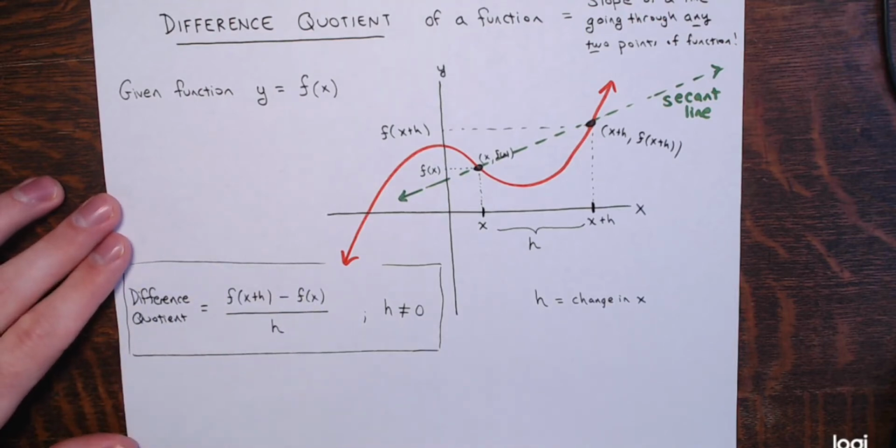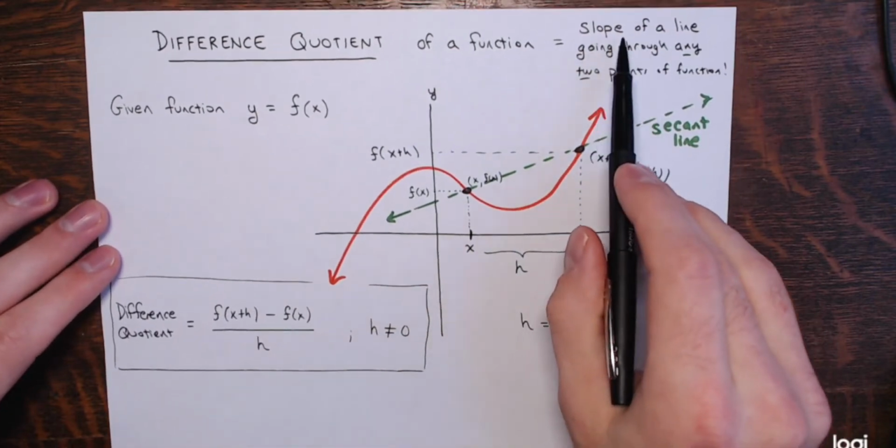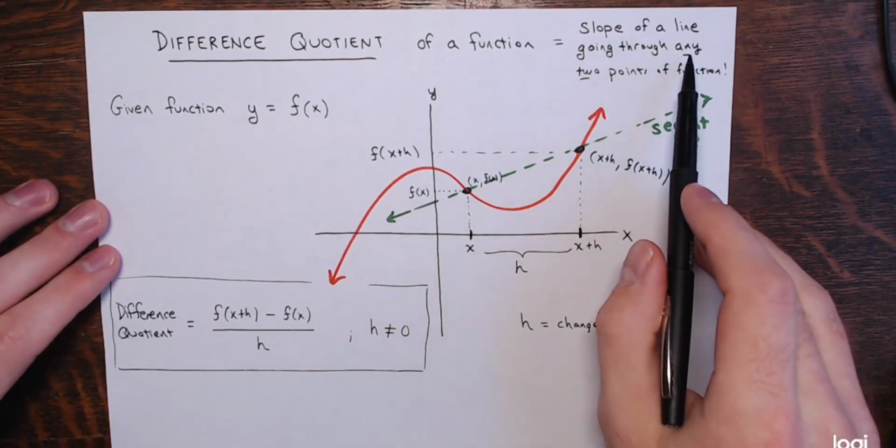And all it does, again, is it just gives us the slope of any line, the slope of a line going through any 2 points of the function.